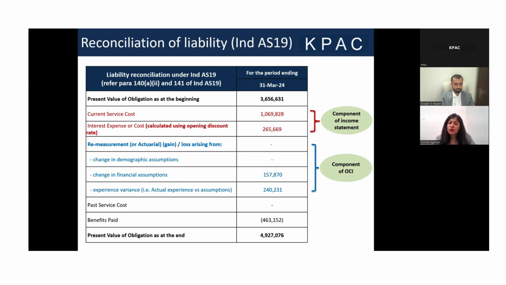Next component is the benefit payout. This is the amount that is payable to the employees who have separated from the organization from the opening till the closing valuation date. Then finally, we have the present value of obligation as on the closing valuation date, which is 31st March 2024.